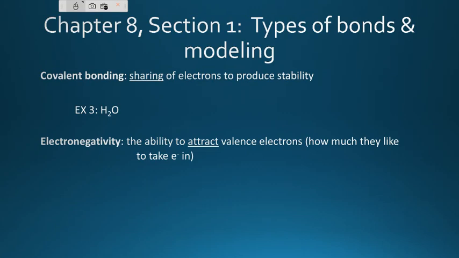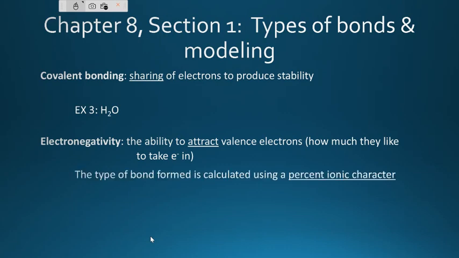Now, electronegativity can actually dictate how much they're going to be what we call a percent of ionic character, how much they're going to be giving up or sharing those electrons back and forth. We did talk about electronegativity within the last chapter of just the periodic trends with it. And so the ability to attract those valence electrons, how much they like to take the electron in, is calculated out by a percent ionic character. So we can use this chart to figure out if it's going to be ionic, if it's going to be covalent, and even within that something called polar and nonpolar.